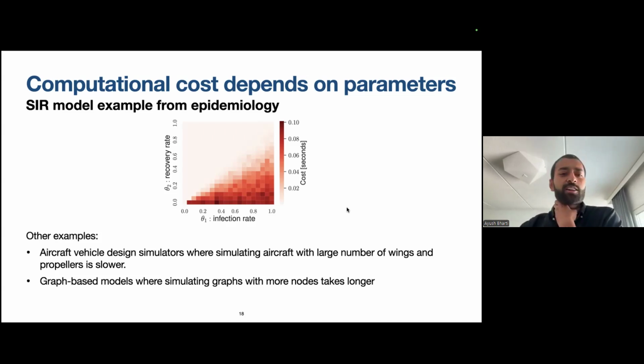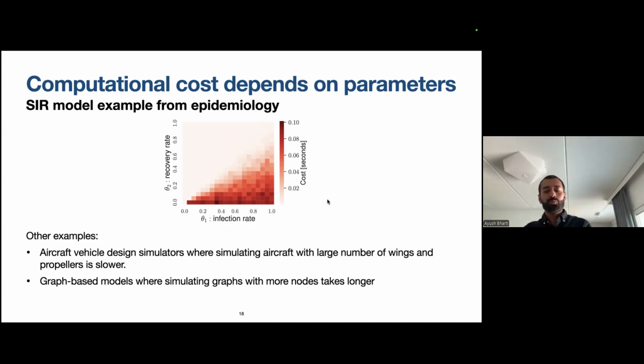For instance, aircraft or drone design simulators with parameters like number of wings or propellers and so on. If the drone is a lot more complicated, it'll take a lot more time to simulate such a drone. Or any sort of graph-based model where there are some parameters that control the number of nodes. The more nodes you have, the more things you would need to simulate, and again, the cost is going to increase.